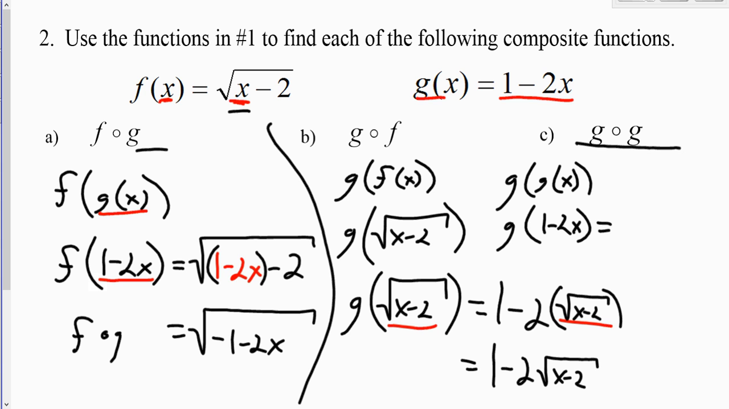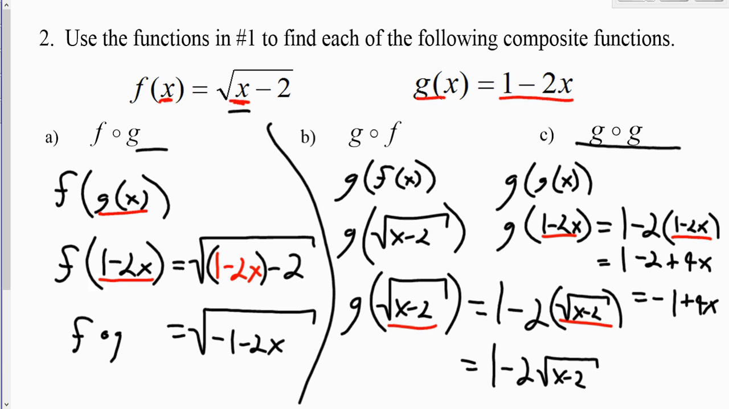And, well, if I plug that in for my x's, I get 1 minus 2 here. Needs to be represented here. So that's 1 minus 2x. I simplify this, I get 1 minus 2 plus 4x, which is equal to negative 1 plus 4x. So that's g of g, my function.